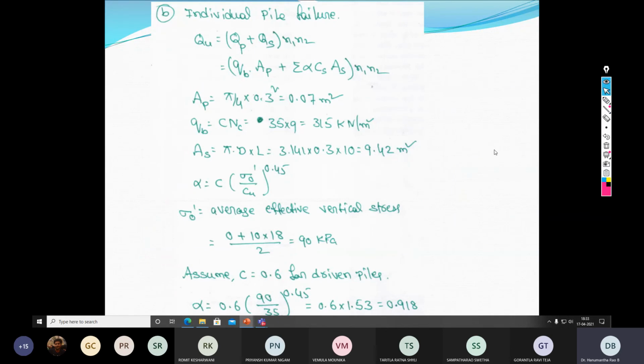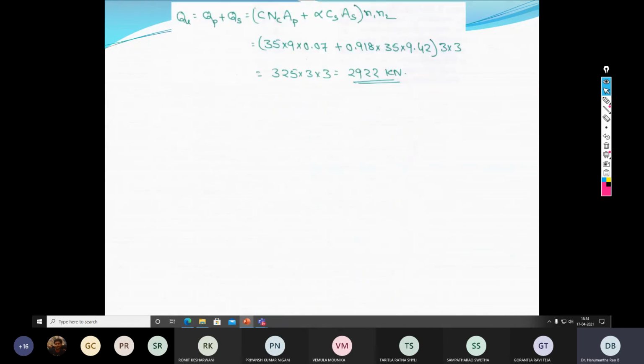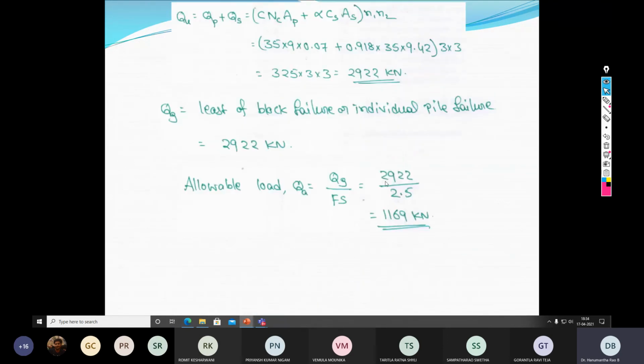Can I go to the next slide? Yes, sir. So this is the final answer. Please note down. QU is nothing but QP plus QS. Since we are considering the individual pile, QP is CNC into AP plus QS is alpha CS into AS, multiplied by the number of piles N1 and N2.